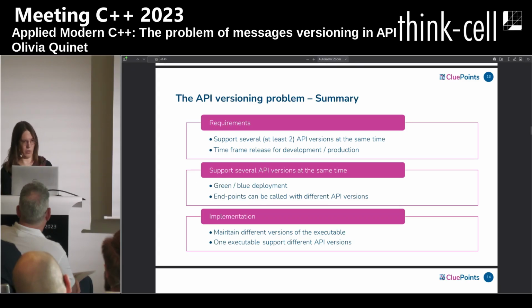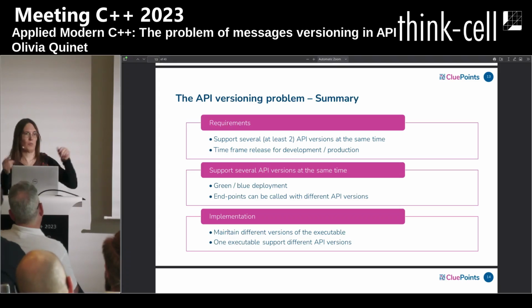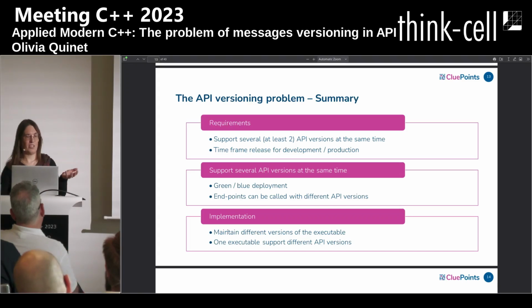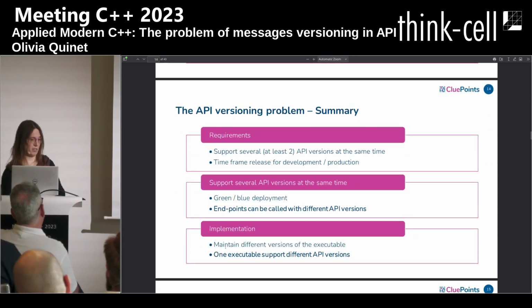In the green-blue deployment, for example, you have to maintain different versions of the executable, so one that supports version 1.3, one that supports version 1.4, but then you have bug fixes that you have to put in 1.3 and 1.4 at the same time, so it has some advantages and disadvantages. The other solution is to have only one executable that is the same in all the environments, but supports the different API versions. And that is what we decided to go with.